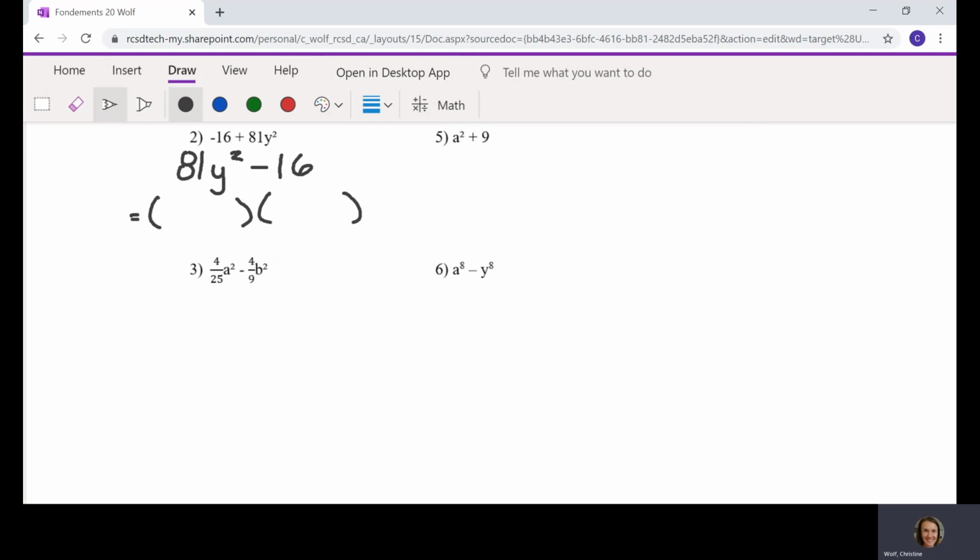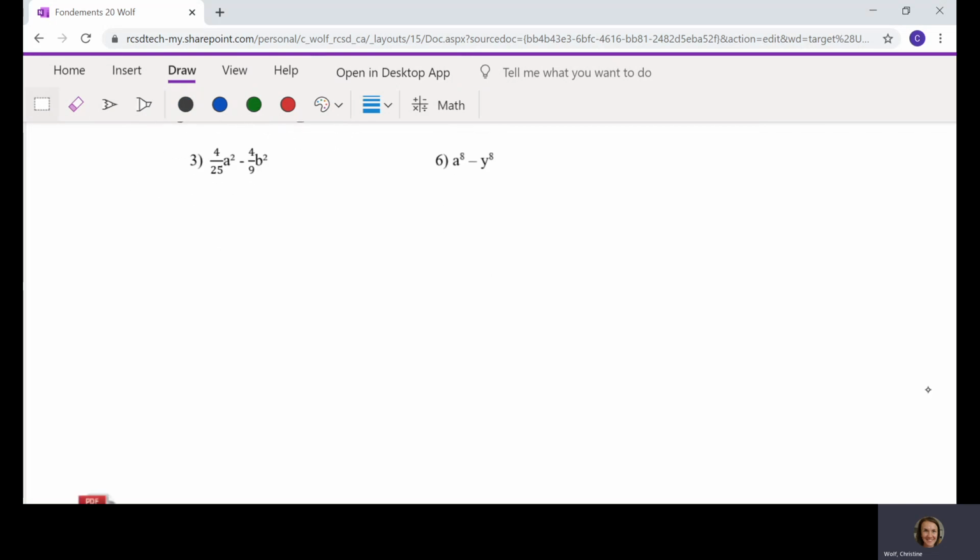So, deux termes. La racine carrée de 81, c'est 9. Mais il y a aussi un y carré. So, la racine carrée de y carré, c'est y. La racine carrée de 16, c'est 4. So, boom, boom, minus, plus, fini. C'est facile. Okay, les fractions.